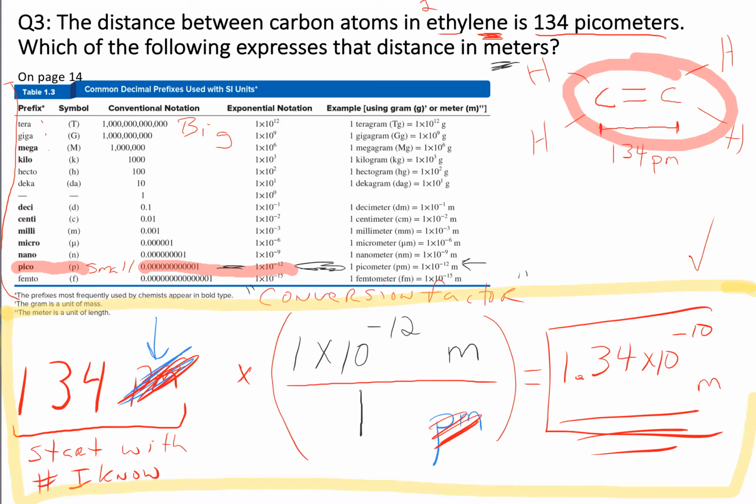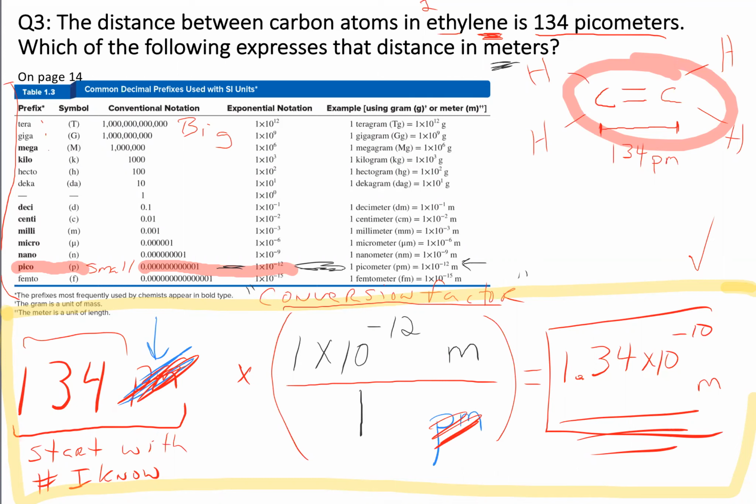Think about what I did again. I started with a number that I knew that I wanted to convert away from, that's typically given in the problem. Here that was this 134 picometers. I started with that and the unit of measure, because remember, anything we measure has a value and a unit. You have to report both, very important. And then I took that number and I simply multiplied it by my conversion factor.